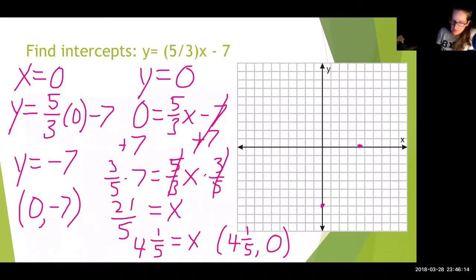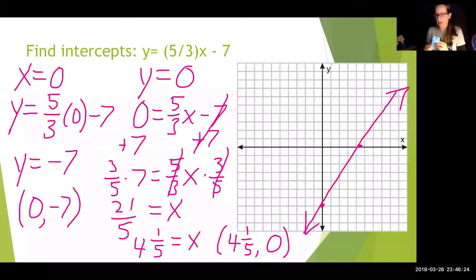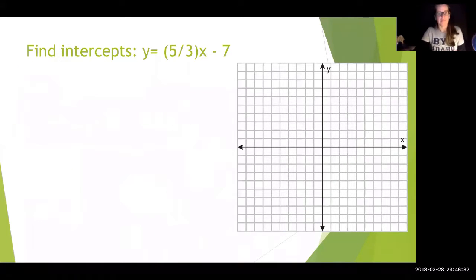And y is going to be 0. All right, and that is our line there. There's our lovely line, which has a positive slope. If you notice, it's going up if you look from left to right. All right, let's go on to the next one.